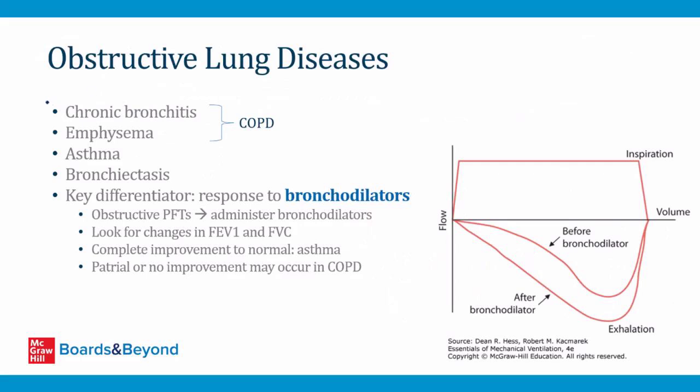So the four major obstructive lung diseases are all listed on this slide. The first two are chronic bronchitis and emphysema, which are both part of COPD that we're discussing in this video. The other two are asthma and bronchiectasis, which I talk about in another video.